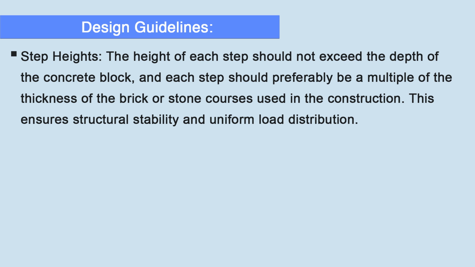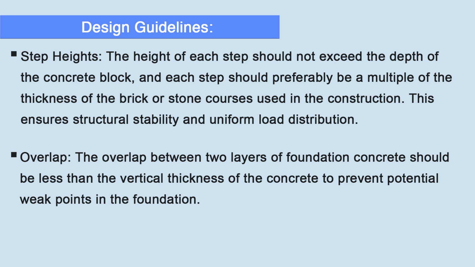First is step heights. The height of each step should not exceed the depth of the concrete block, and each step should preferably be a multiple of thickness of the brick or stone courses used in the construction. This ensures structural stability and uniform load distribution. Then the next is overlap. The overlap between two layers of the foundation concrete should be less than the vertical thickness of the concrete to prevent potential weak points in the foundation.